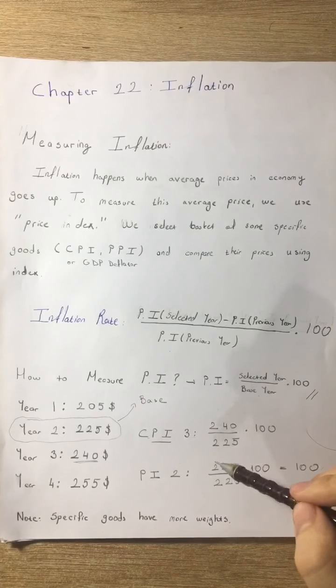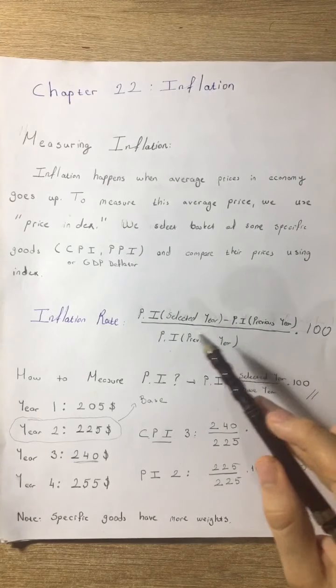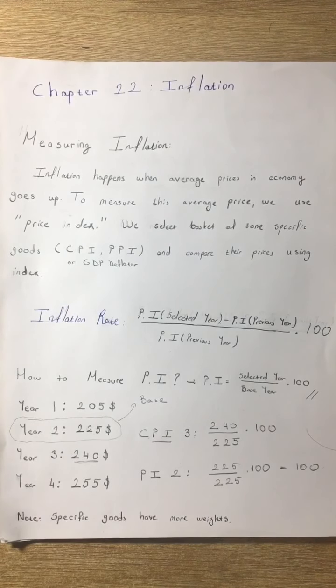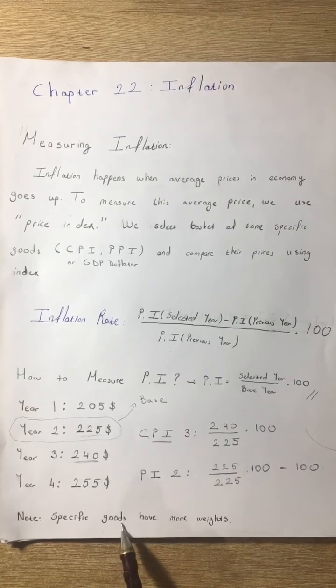After you calculate the price index for every year, you can use this formula to calculate the inflation rates. And remember, to calculate these prices, some specific goods have more weight. For example, when calculating the consumer price index, a rise in food prices is more important than a rise in the price of socks. So we will put more weight on the price of food, and we will see how to put weights on some specific goods in the upcoming questions.